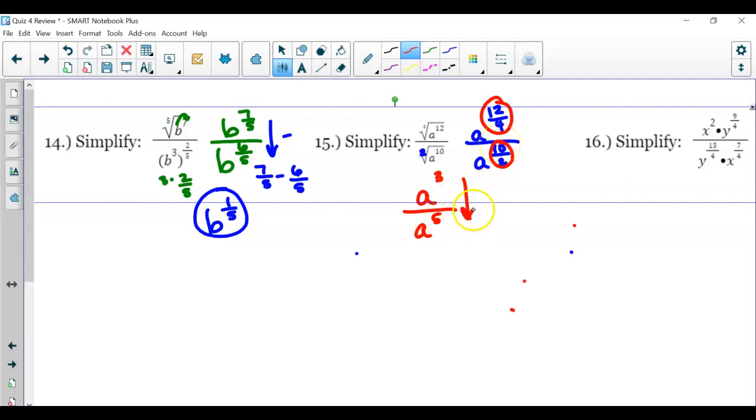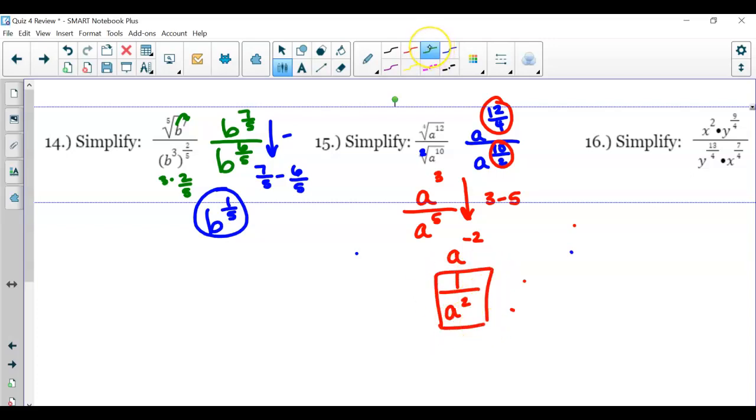Now I can subtract top to bottom. 3 minus 5, which is a to the negative 2. Or, remember, you have a negative exponent, so this is 1 over a to the second power.